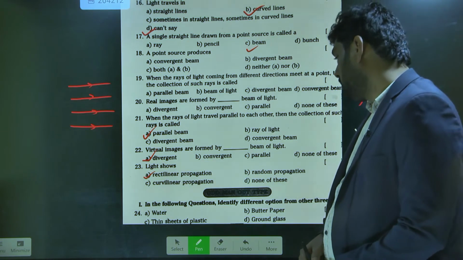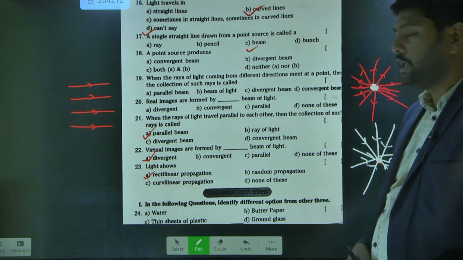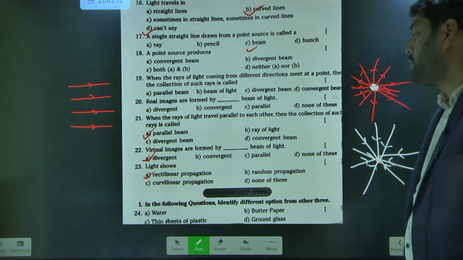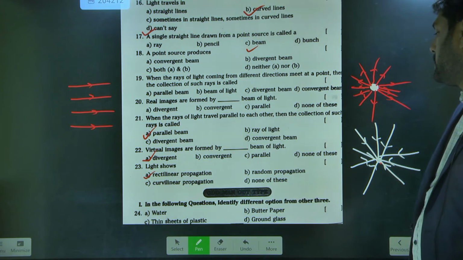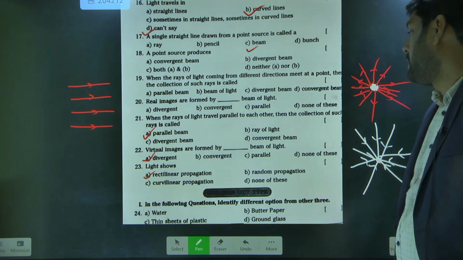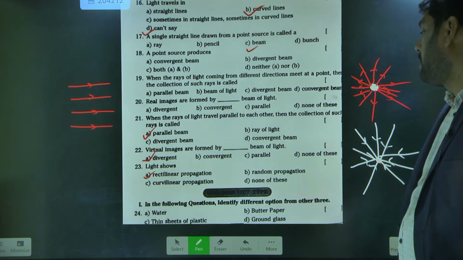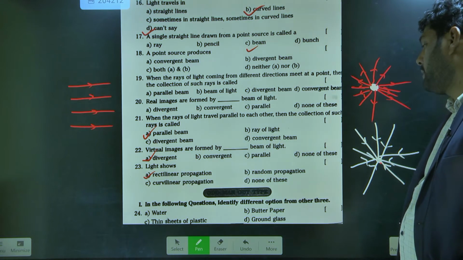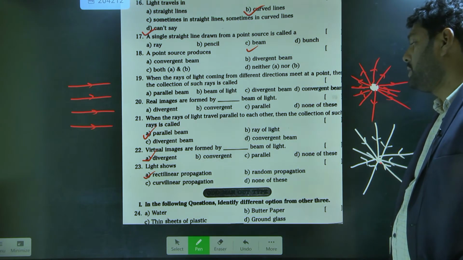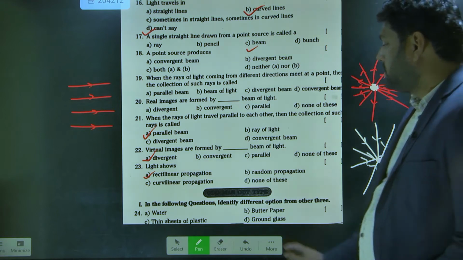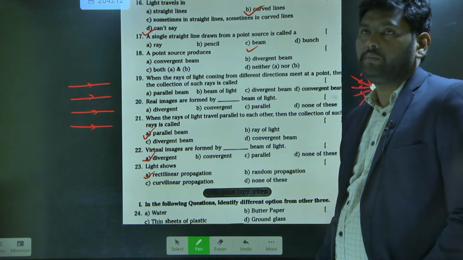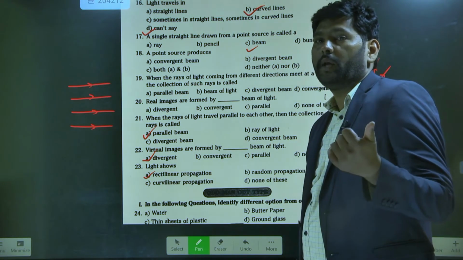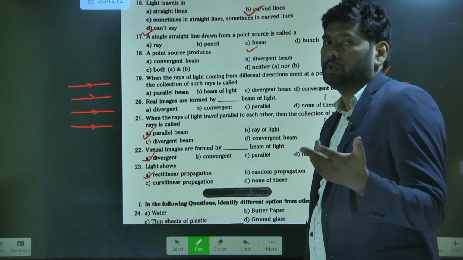Next, question 24 is an odd man out question. Water, thin sheet of plastic, butter paper, ground glass. Among all of these, which is the odd man out? Look here, this is related to optical medium. You know we have three types of mediums: opaque object, transparent object, translucent object.